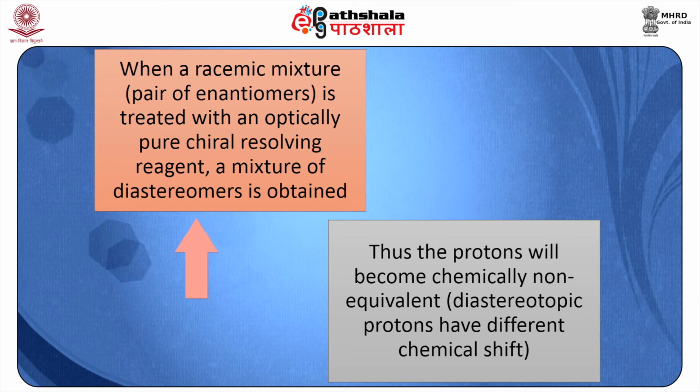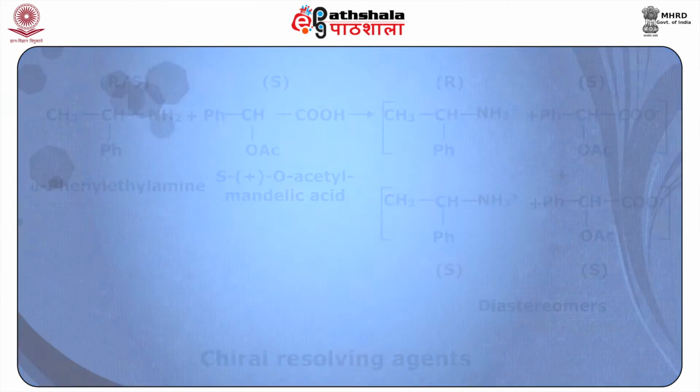Now, when a racemic mixture, that means having a pair of enantiomers, is treated with an optically pure chiral resolving agent, a mixture of diastereomers is obviously formed. Thus, the protons will become chemically non-equivalent. That is, diastereotopic protons will have different chemical shifts.